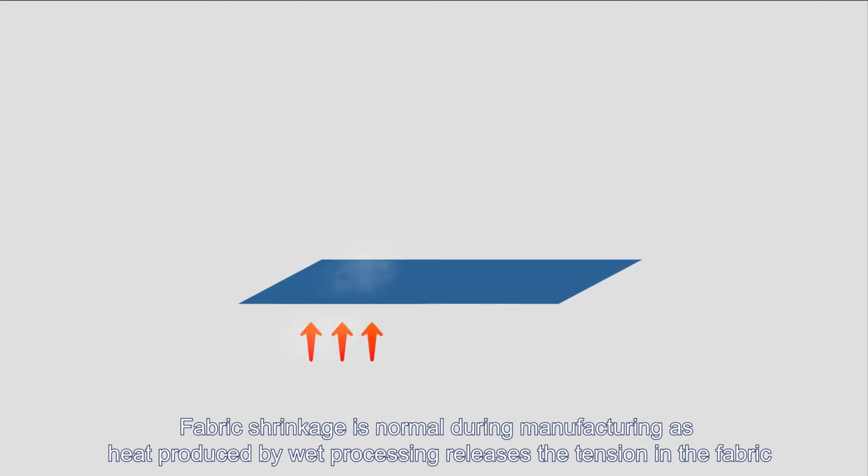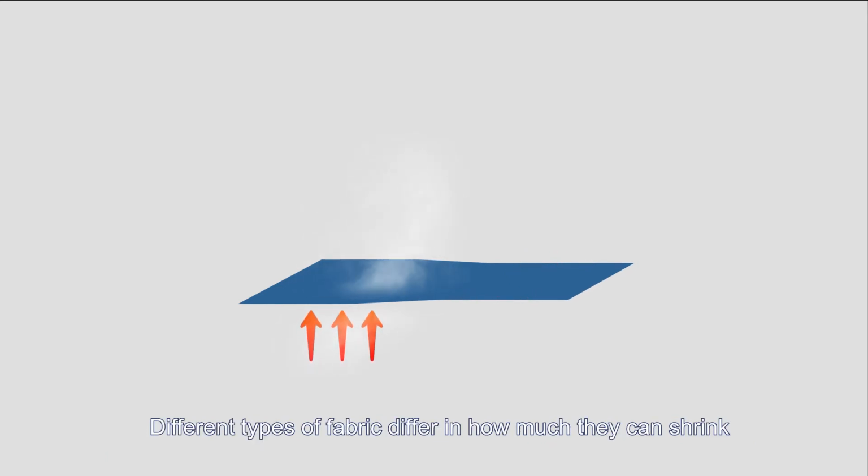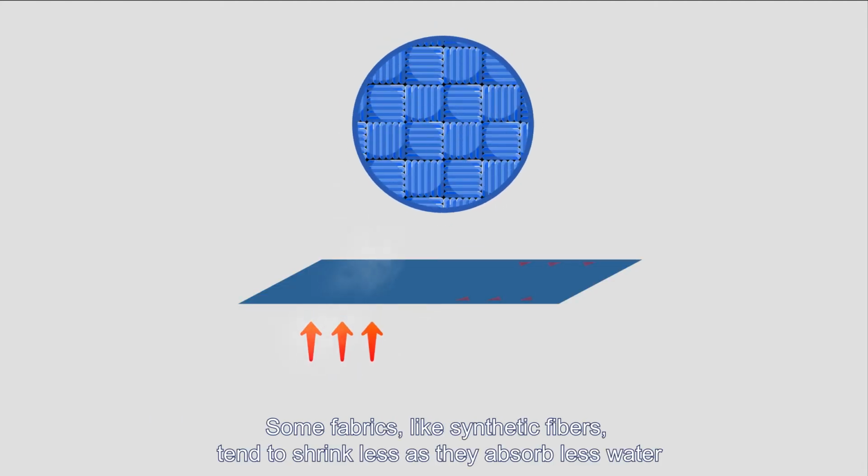Fabric shrinkage is normal during manufacturing as heat produced by wet processing releases the tension in the fabric. Different types of fabric differ in how much they can shrink. Some fabrics, like synthetic fibers, tend to shrink less as they absorb less water.